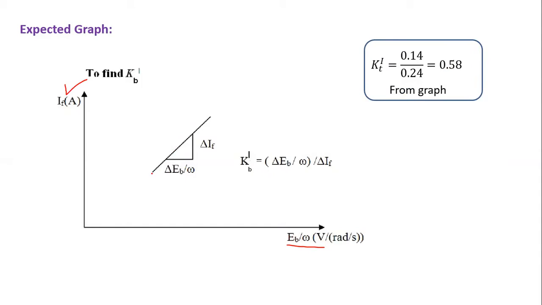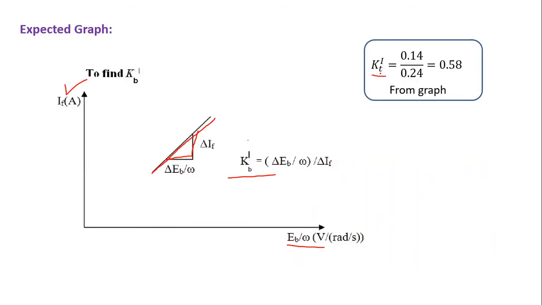So the curve will come like this. From the slope of this curve, we can identify the back EMF constant, which is also equal to the torque constant. Back EMF constant, which is also equal to the torque constant. Right? From the slope of this curve, we identify the back EMF constant.